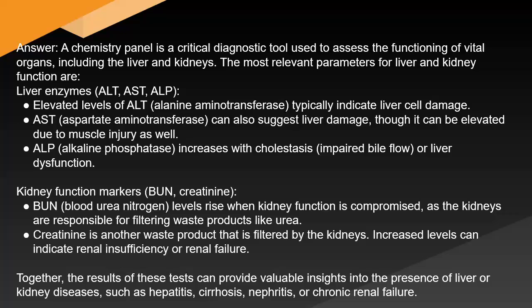Kidney function markers: BUN, creatinine. BUN, blood urea nitrogen levels rise when kidney function is compromised, as the kidneys are responsible for filtering waste products like urea. Creatinine is another waste product that is filtered by the kidneys. Increased levels can indicate renal insufficiency or renal failure. Together, the results of these tests can provide valuable insights into the presence of liver or kidney diseases such as hepatitis, cirrhosis, nephritis, or chronic renal failure.